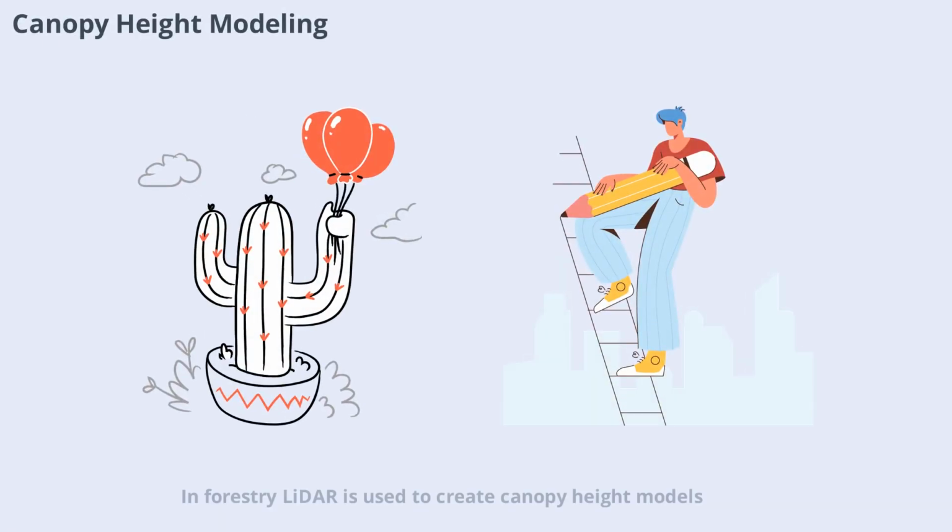In forestry, LiDAR is used to create canopy height models which reveal the structure and density of forests. By comparing leaf-on and leaf-off data, researchers can assess seasonal changes and identify disturbances. These insights support forest management, conservation, and biodiversity studies.